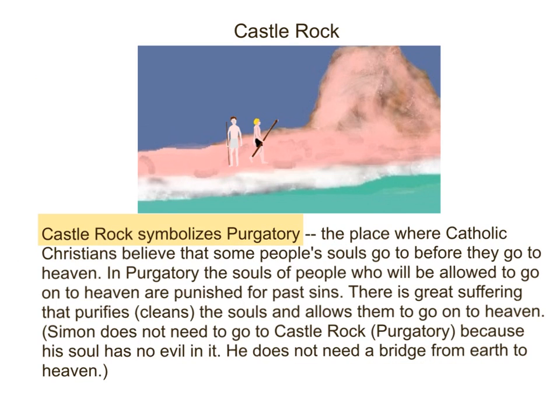Castle Rock. Castle Rock symbolizes purgatory, the place where Catholic Christians believe that some people's souls go to before they go to heaven. In purgatory, the souls of people who will be allowed to go on to heaven are punished for past sins. There is great suffering that purifies, cleans the souls, and allows them to go on to heaven. Simon does not need to go to Castle Rock, purgatory, because his soul has no evil in it. He does not need a bridge from earth to heaven.